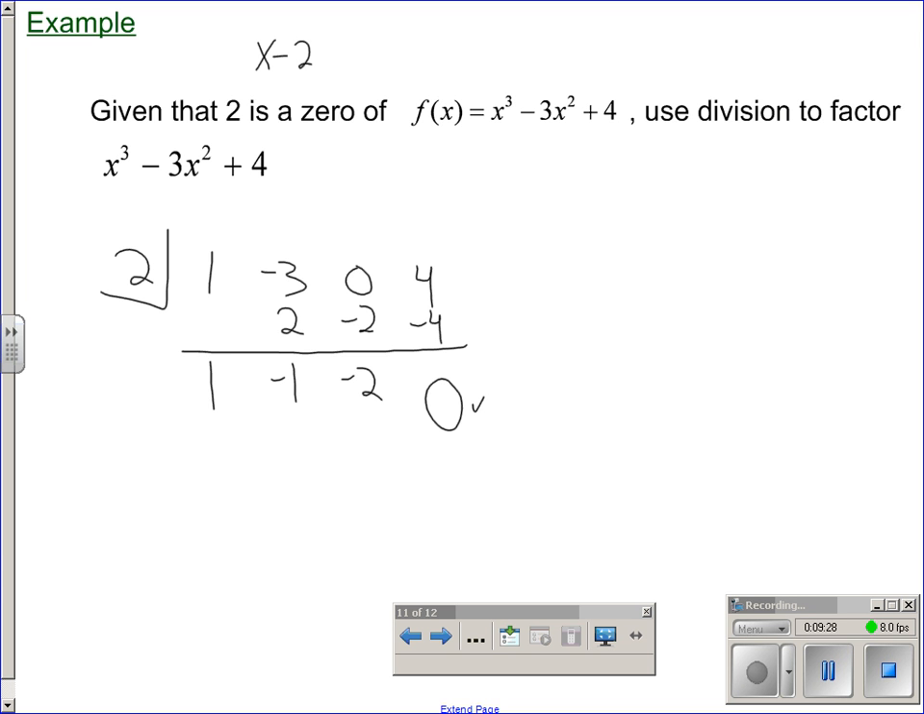So we took an x cubed function and divided it by x minus 2. That means we got 1x squared minus 1x minus 2. Because the remainder is 0, this is a factor, and so is x minus 2.